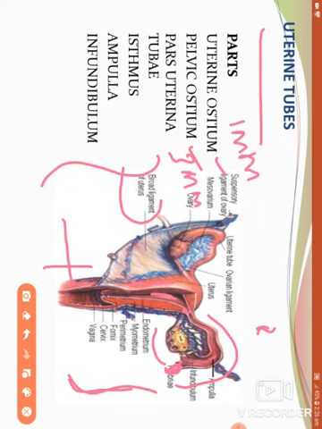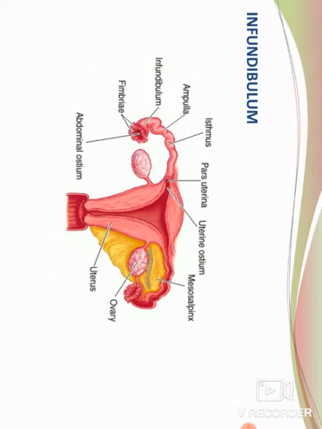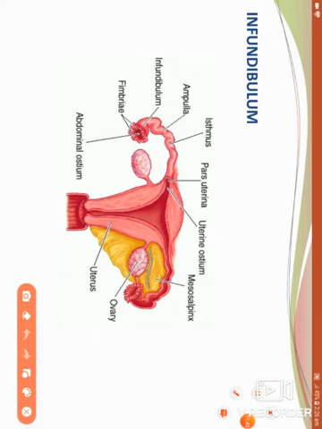Then next are the parts of this uterine tube. Here you can see the parts. This is also the posterior view. See, this is the fundus, this is the body, this is the cervix. This is the fallopian tube or the uterine tube, and the broad ligament with this ovary.